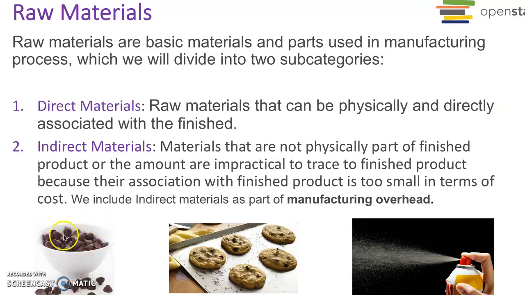Now, raw material can be divided into two categories. Direct materials are the materials that you can physically and directly see in the finished product or associate with the finished product, and their cost is substantial. Indirect materials are those materials that you do not physically see or that do not become part of the finished product, or their cost is so immaterial, meaning it's not substantial enough to keep track of separately as part of direct material.